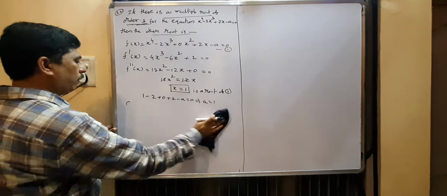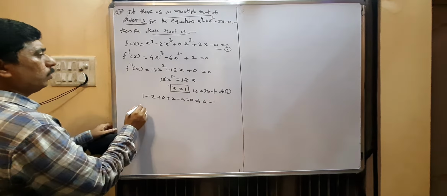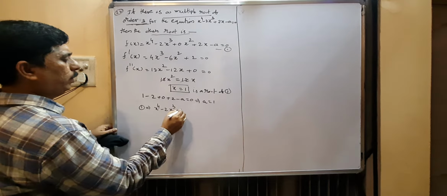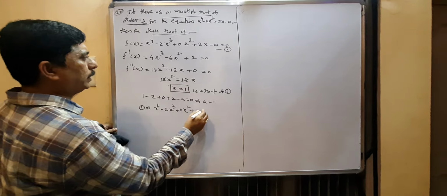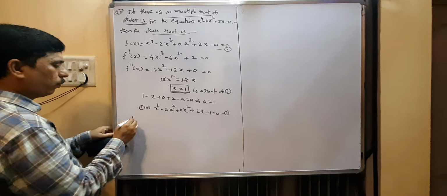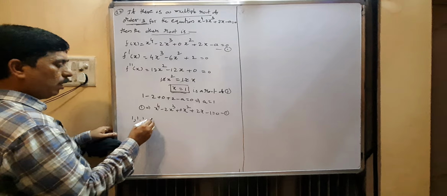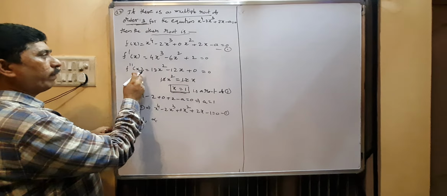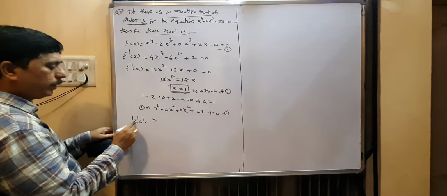So the roots are of x power 4 minus 2x cube plus 0 into x square plus 2x minus 1. They gave one root already, which we got as 1. So roots are 1, 1, 1, alpha, since x equal to 1 is the common root of f of x and f double dash x. So 1 is repeated 3 times.